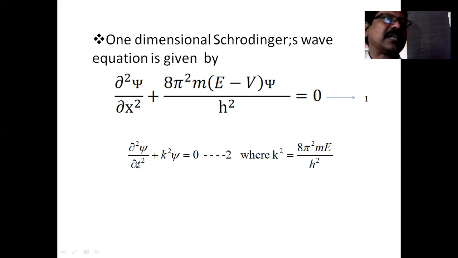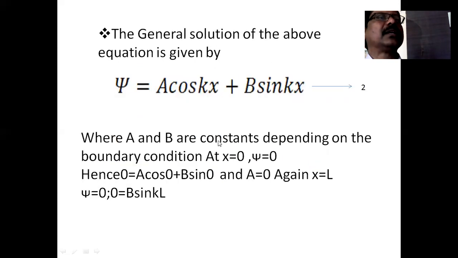d squared psi by dx squared plus k squared psi equals 0, where k is a constant, and the value of k squared is equal to 8 pi squared m E divided by h squared. The general solution of the above equation is given by psi equals A cos kx plus B sin kx, where A and B are constants to be determined.